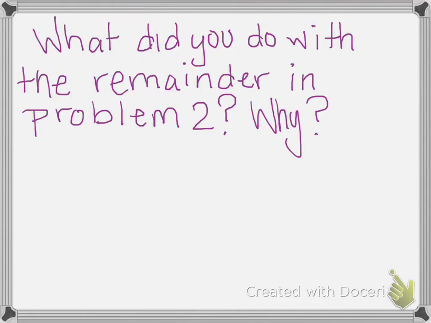Number 5 says, what did you do with the remainder in problem 2 and why? So again, we have 135 hats that we're splitting into boxes of 32. That means we can put them into 4 boxes with 7 left over, which we already discussed. Those 7 hats can't just sit there, so we have to put them in a box. Therefore, we would need 5 boxes. So just make sure you explain that in your own words.